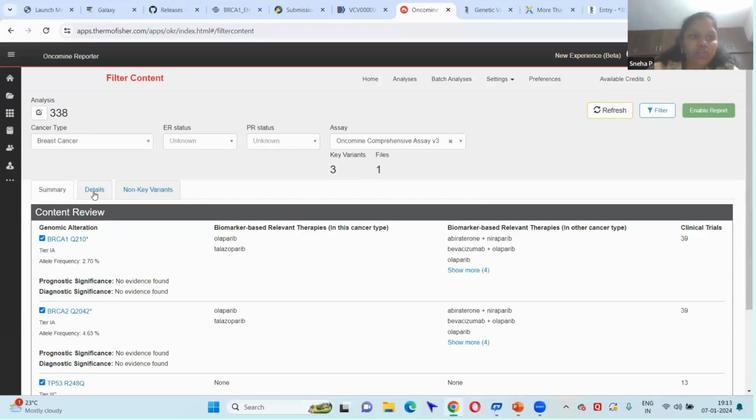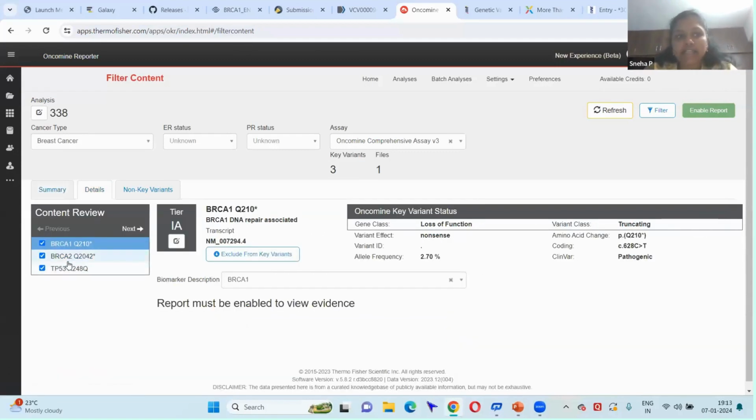Okay, great. Now if you see, these are the three variants that are present in this person. The first one is this BRCA1 Q210, and this means a termination variant. In 210, it is undergoing a stop gain, and a loss of function has happened. That means there is a truncated protein. This variant class is called truncating, and it is a nonsense variant, and the allele frequency is 2.70.